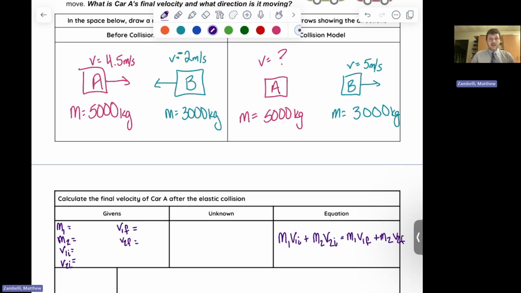Okay, so we're going to look for all of those in our drawing. We can see that our M1 is 5,000 kilograms. Our M2 is 3,000 kilograms. Our V1 initial is 4.5 meters per second. Our V2 initial is negative 2 meters per second, again, because it's going to the left. Our V1 final we don't know, but our V2 final we know is 5 meters per second, which means we can cross this out over here and bring it into our unknown box, since that's not something we know.